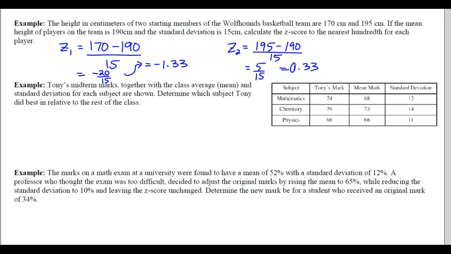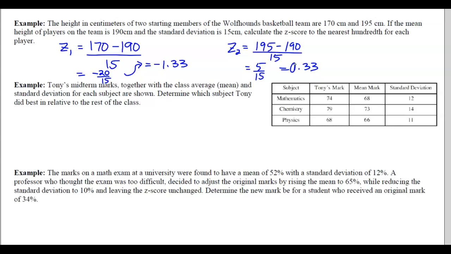Okay, so next one, and this is a way of comparing, for example, marks between different classes relative to other people. Okay, so Tony's midterm marks, together with the class average mean and standard deviation for each subject area are shown. Determine which subject Tony did best relative to the rest of the class. Okay, obviously here he did personally best in chemistry. He got the highest mark.